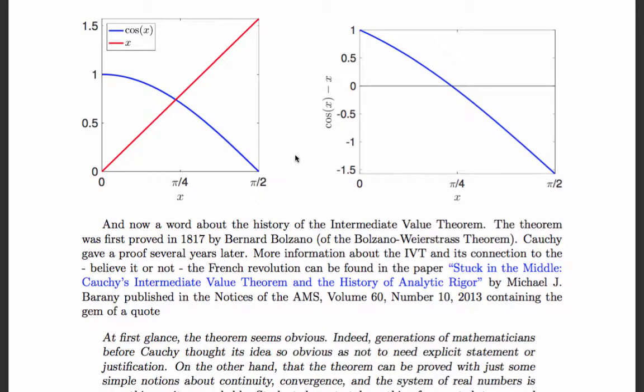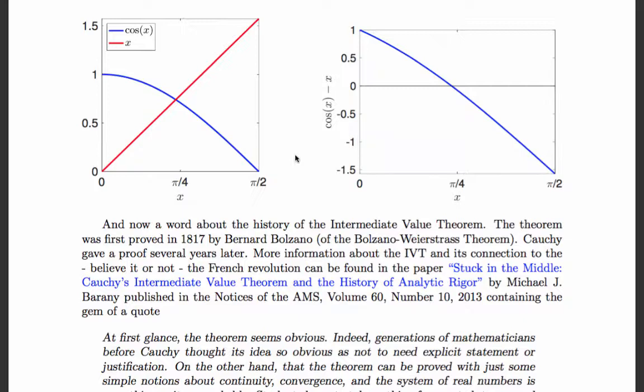Now a quick word about the history of the intermediate value theorem that I alluded to earlier. The theorem was first proved in 1817 by Bernard Bolzano. Cauchy gave a proof several years later. Now, you can actually read more about the history of the intermediate value theorem and its connection to the French Revolution. Because if you're going to fight, the intermediate value theorem is definitely worth fighting for.